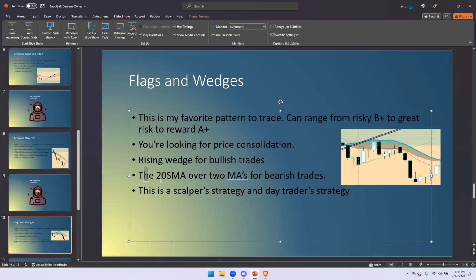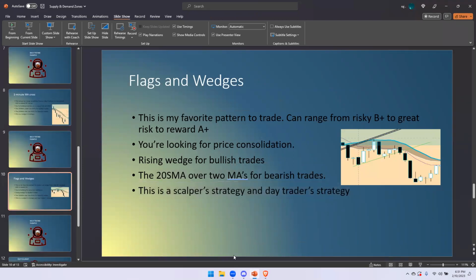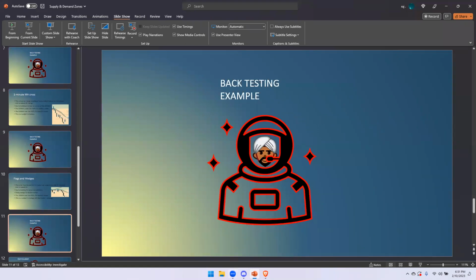Okay, so when you see these patterns with that strategy I just told you about, that's what's going to take it from like a B plus to an A plus setup. When you see the cross happen on top of a rising wedge or underneath a bull line. This again is a scalper strategy and a day trader strategy because it'll work both ways. Let's see here.